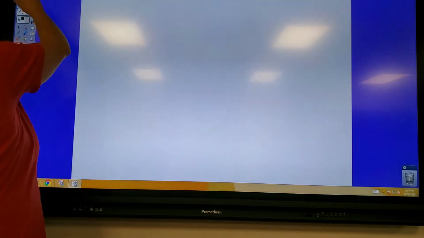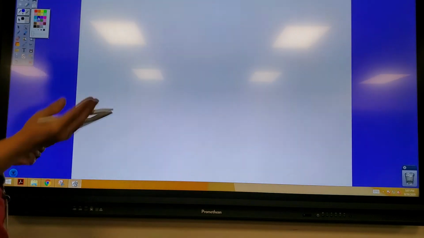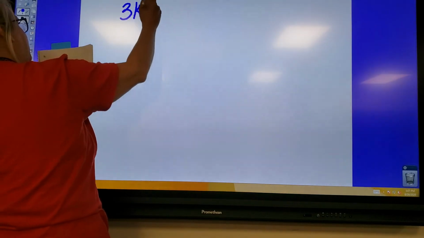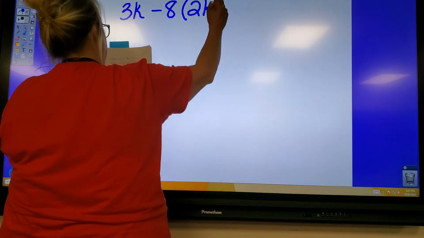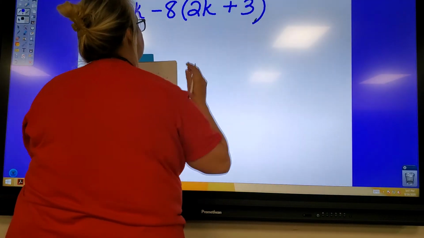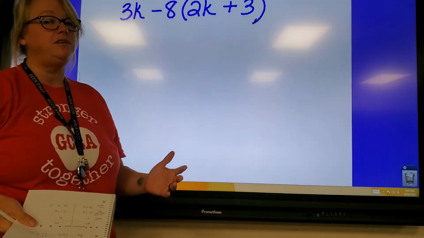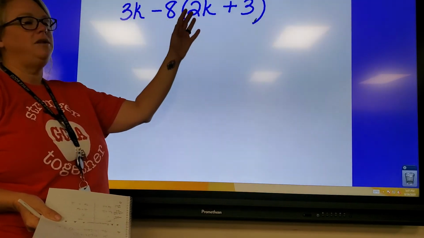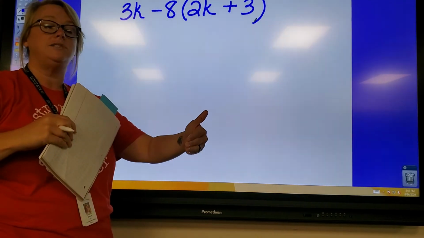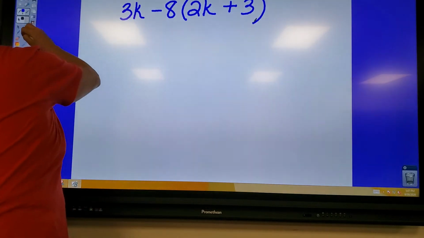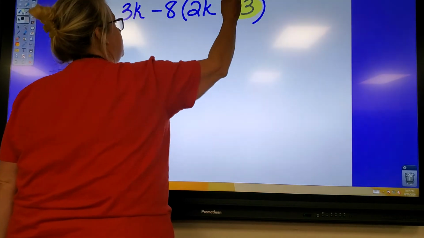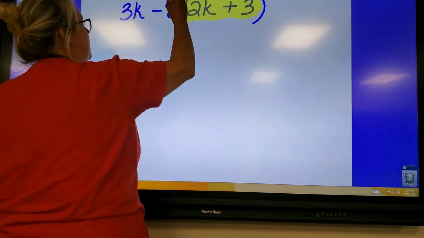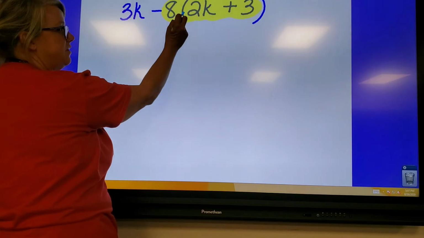Let's look at this next one. Trying to give you lots of examples, okay? Let's say we have 3k minus 8, parentheses 2k plus 3. In this one, it might be a little confusing for people because the distributive property part of the expression is not listed first. You could use a highlighter, it might help you. Here we have what's inside the parentheses, and the 8 is right outside, but this is very important.